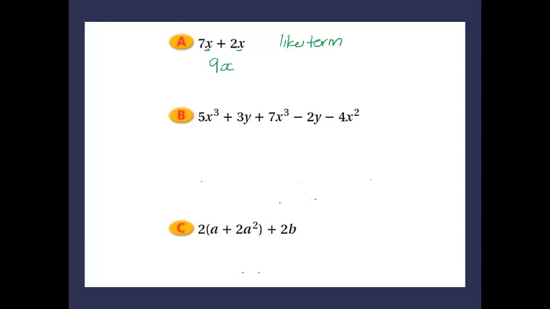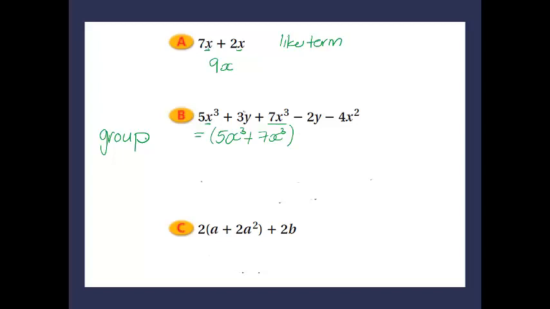On my second question, I've got 5x cubed plus 3y plus 7x cubed minus 2y minus 4x squared. The first thing that I need to do is group my like terms. So in order to do that, I'm going to say the expression equals, and I'm going to start with x cubed. So in a bracket, 5x cubed plus my next x cubed, 7x cubed, and those are all of them. I'm going to close my bracket.